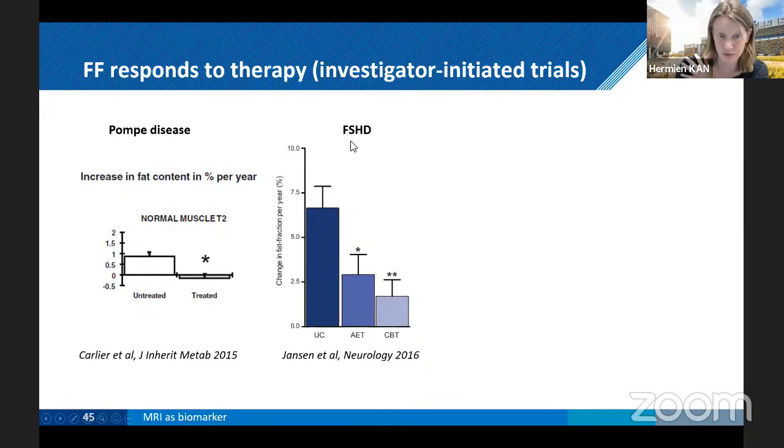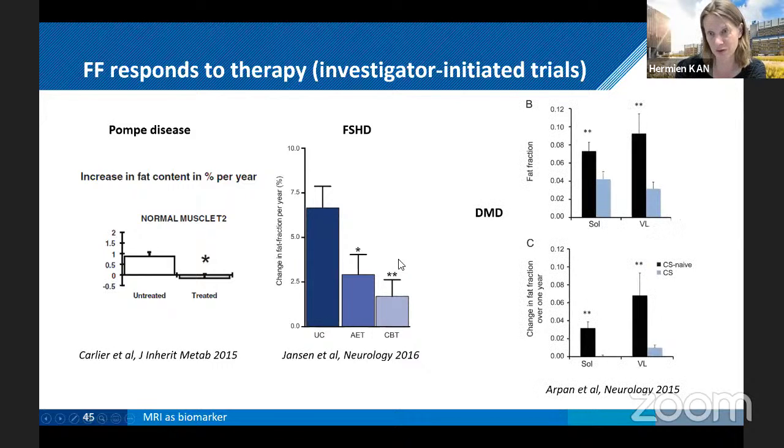A similar thing was shown in FSHD by the group in Nijmegen, where they gave patients cognitive behavioral therapy and also physical therapy, so physical training. And there they also showed that the increase in fat fraction was a lot higher in untreated patients compared to patients that received treatment. And the imaging DMD group again showed the difference between patients that received corticosteroids, so these are the blue bars, compared to patients that did not receive corticosteroids, where the increase in fat fraction over 1 year was a lot lower in corticosteroid-naive patients compared to corticosteroid-receiving patients.